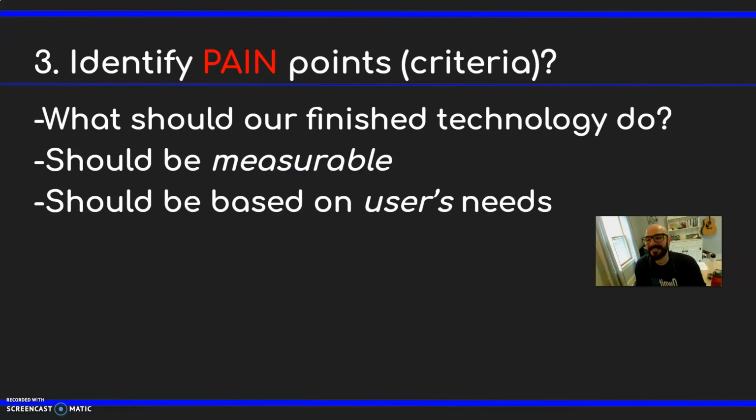Number 3, identify pain points or criteria. Whenever you have a piece of technology, it may function fine, but there may be qualities you want improved upon. So what should our finished technology do is a very important question. You want to define measurable qualities that you can then test your prototype for. And it really should be based on the user's needs.